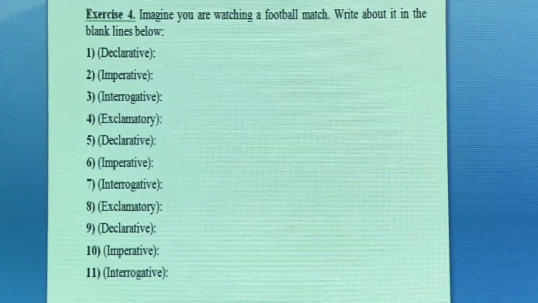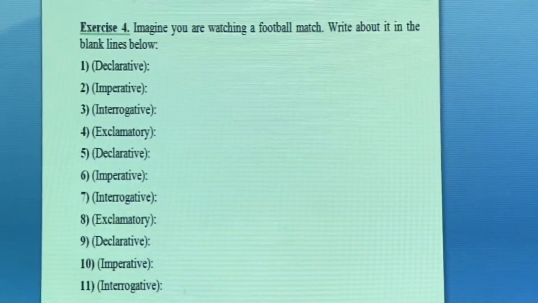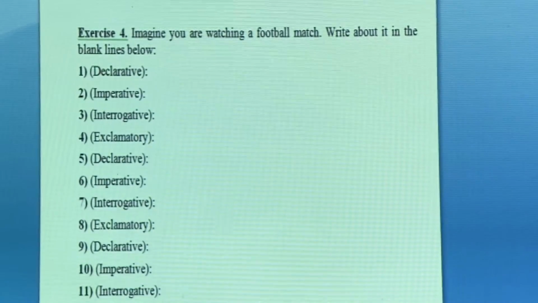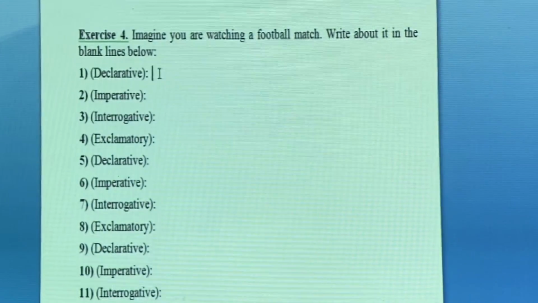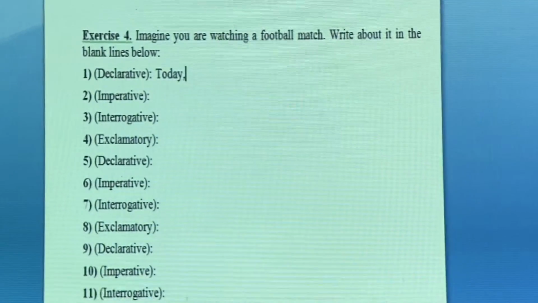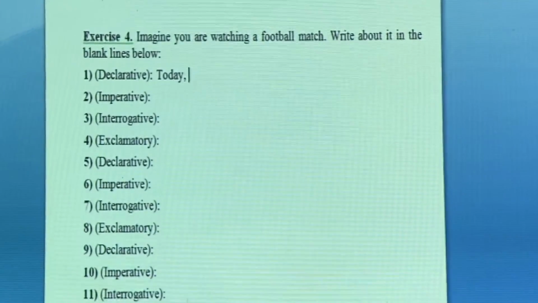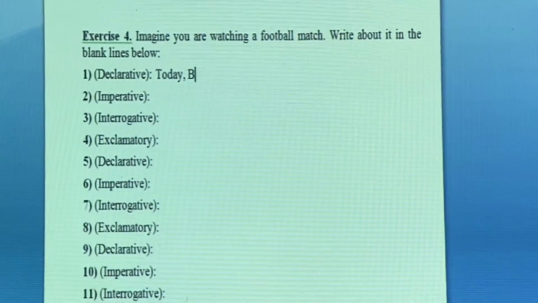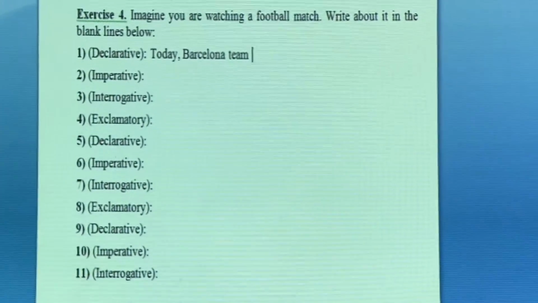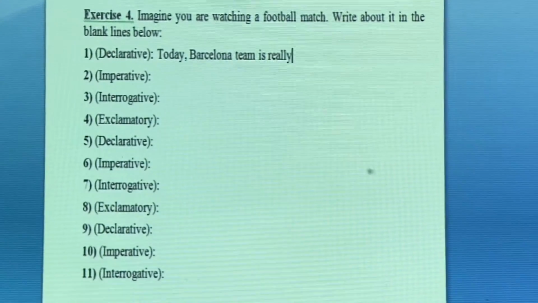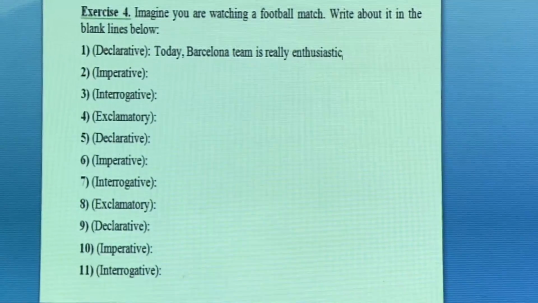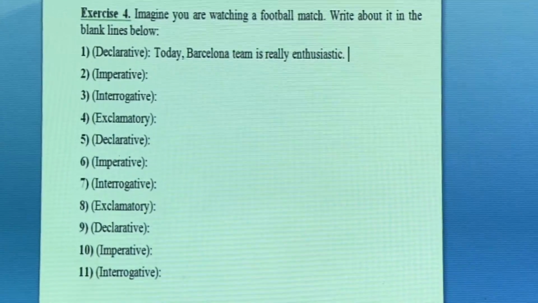Let's continue practicing with types of sentences. Imagine you are watching a football match. Write about it in the blank lines below. Declarative. So you say, today, Barcelona team is really enthusiastic. Okay, so this is declarative.